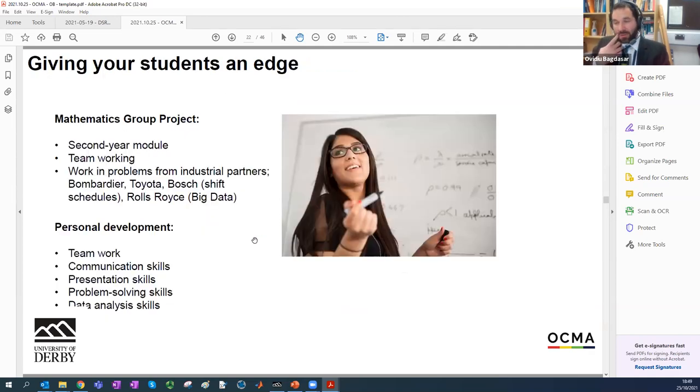In order to give students an edge and make them competitive, we also have many courses focused around developing skills. So we have the maths group project in which students in second year work in teams. They work on real problems from industry. They work with Toyota, Bombardier, Bosch, Rolls-Royce, and they develop communication skills, presentation skills, problem solving, and data analysis.